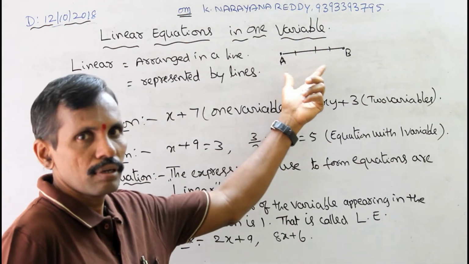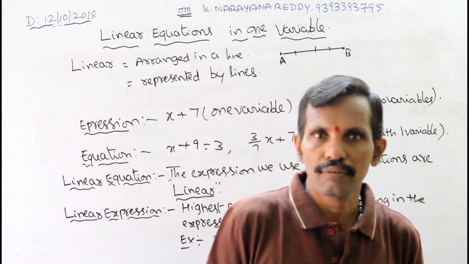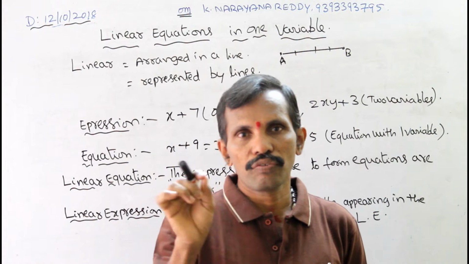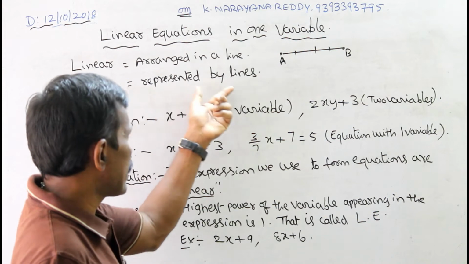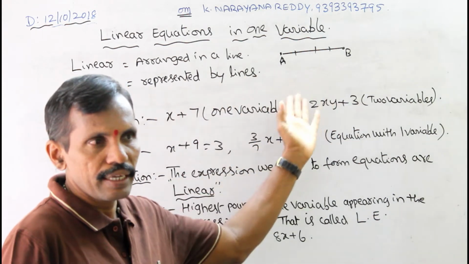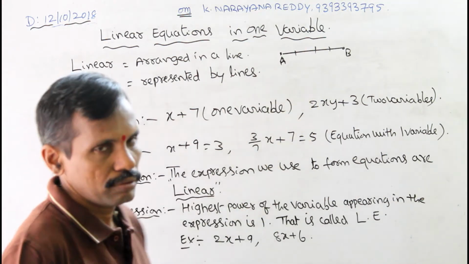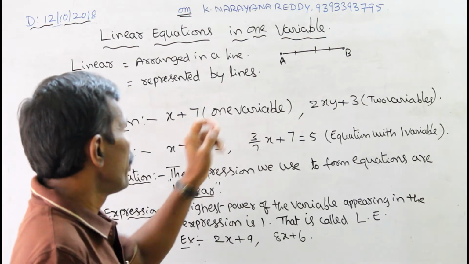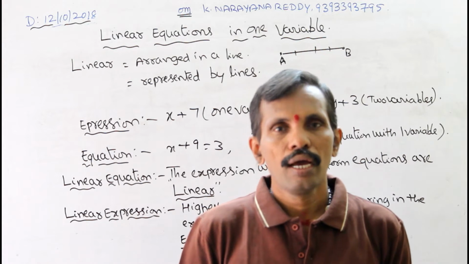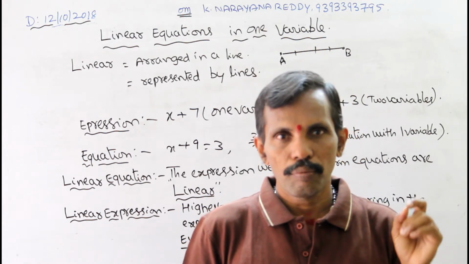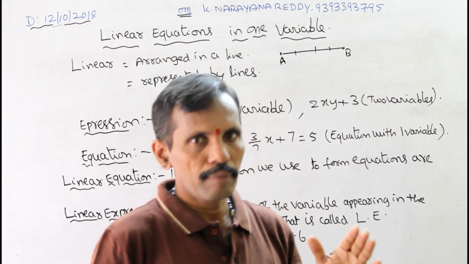That is linear. Suppose x plus y is equal to 3, it is a line. It is the equation of the line. I will tell you those things in a future class. Now, represented by lines: AB is a line, CD is a line, EF is a line, different lines. That is called linear. So, variable is nothing but something that can change its values, it is not a constant, and linear is nothing but points arranged in a line. That is called linear, or represented by lines.